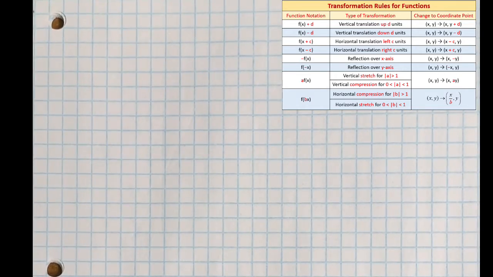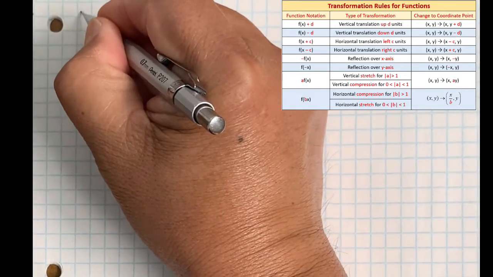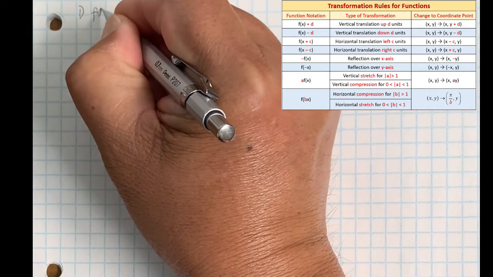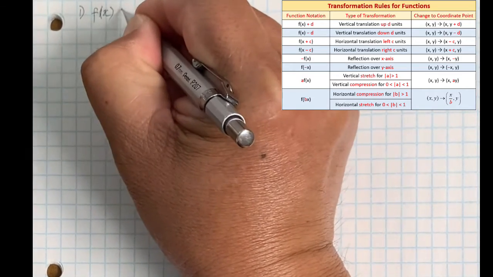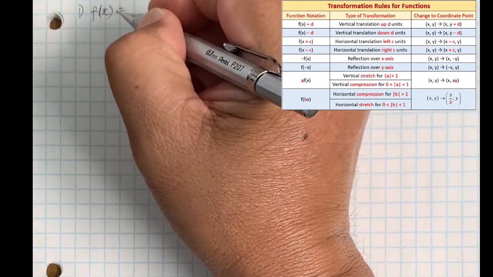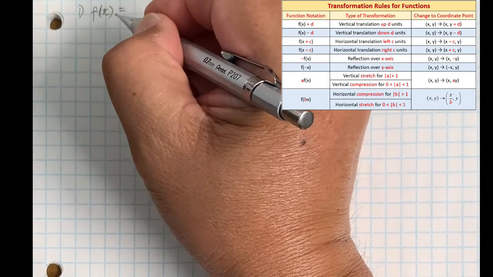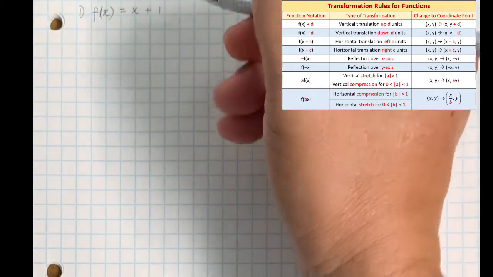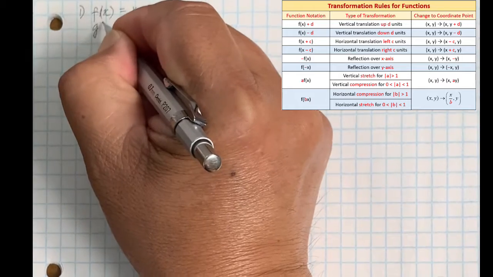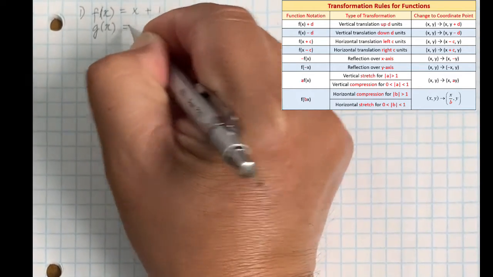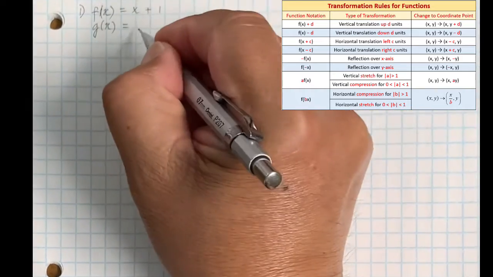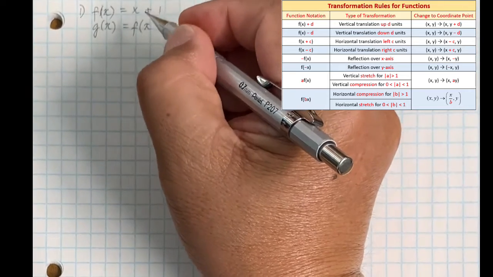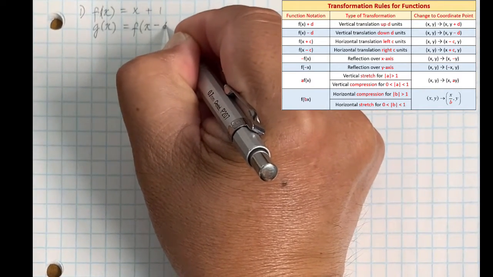Number 1. We are given f of x equals x plus 1. And g of x equals f of x minus 4.